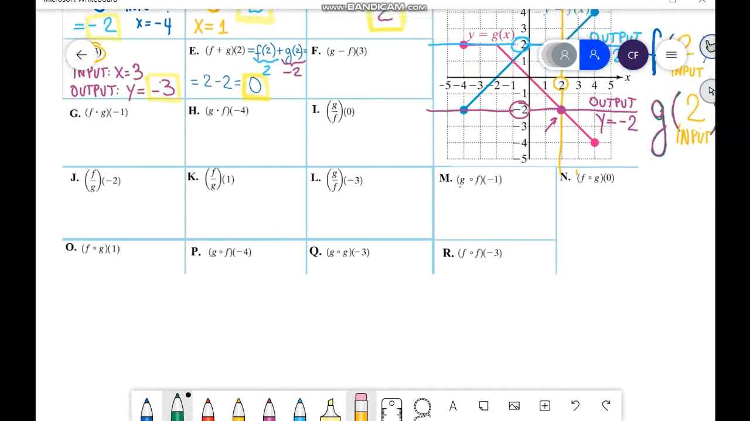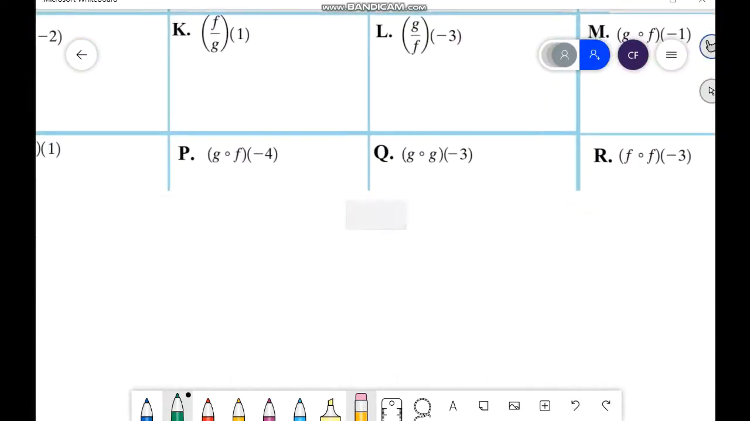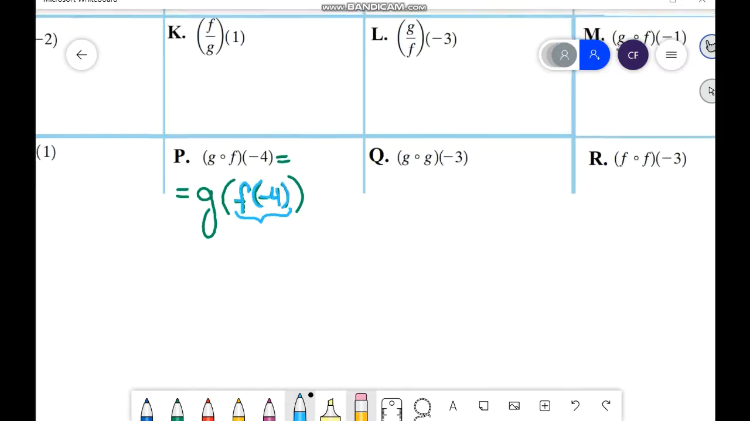Letter F is a composition. Okay? It's slightly different from the other ones. So this is the same thing as g of f of -4. What is f of -4? The first thing you have to do is find f of -4. Okay? But we calculated f of -4 before. That's something we already know.